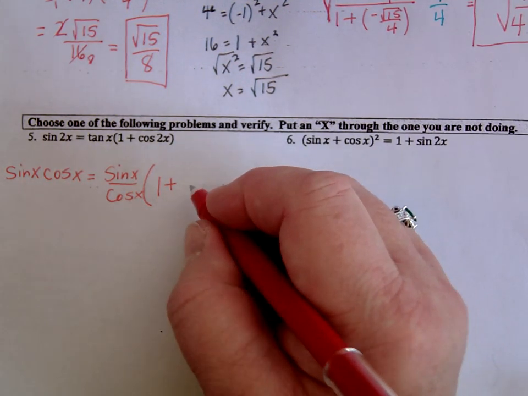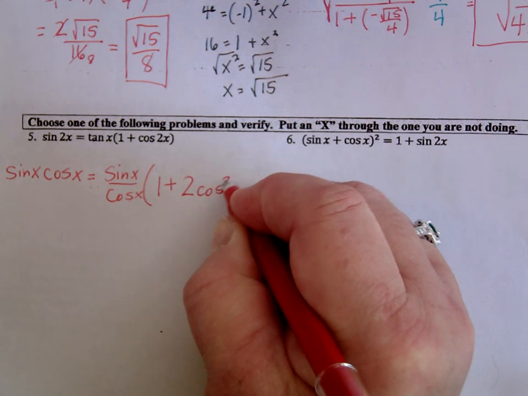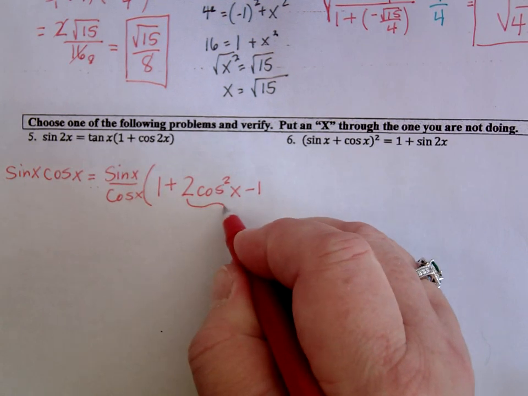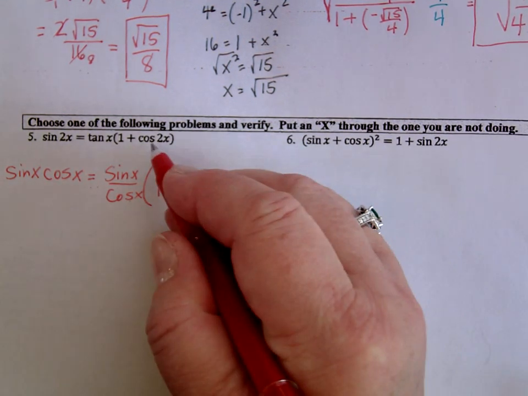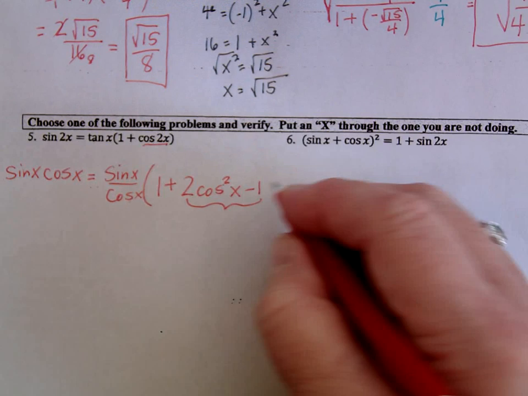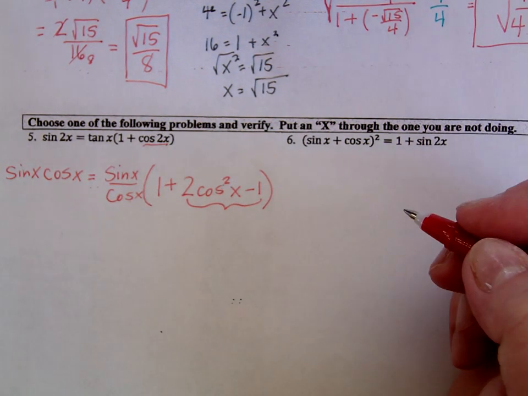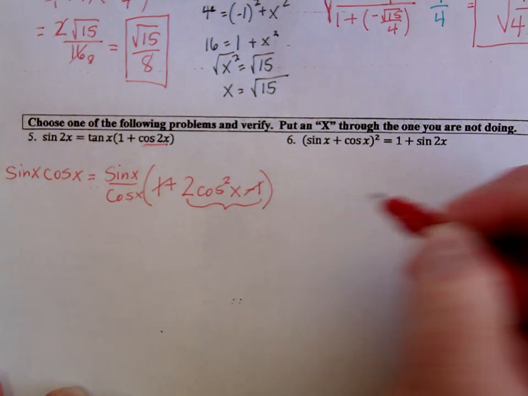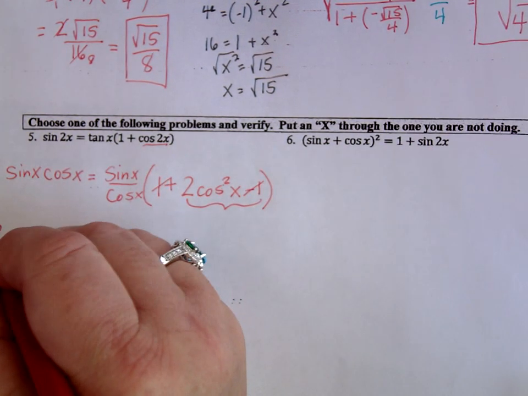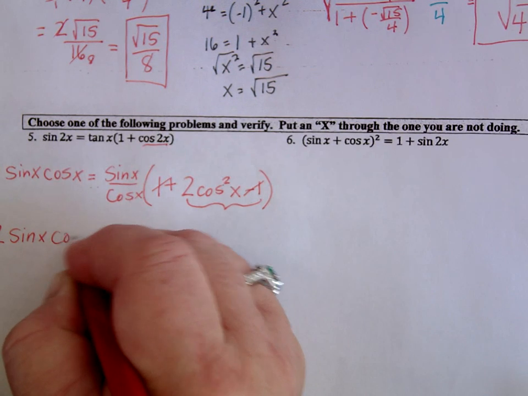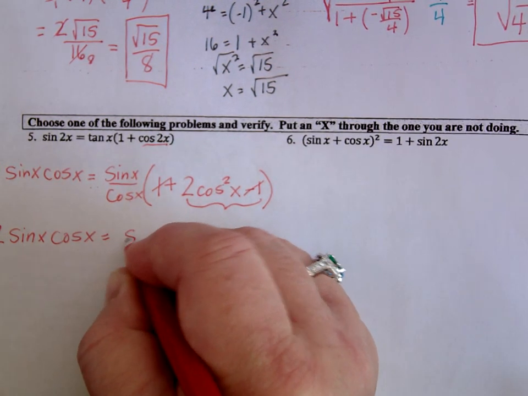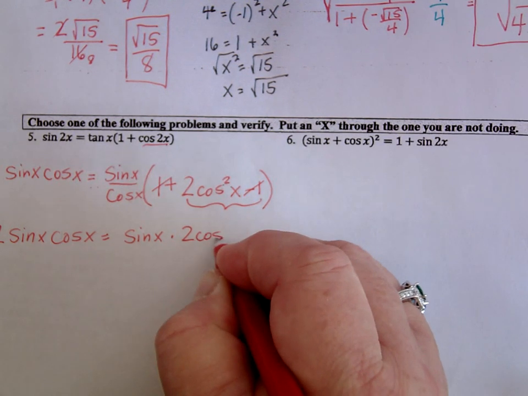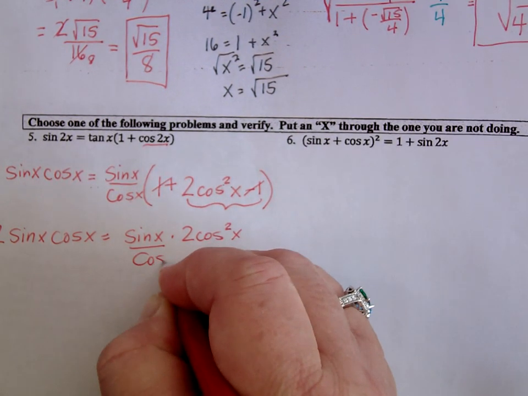It says 2 cosine squared x, or theta, whatever, minus 1. This piece here is what is equivalent to the cosine of 2x. And you'll see that, funny enough, look at that, the ones cancel out. And so here's where you're now at. You've got 2 sine of x, cosine of x on the left. You have a sine of x times a 2 cosine squared x, and then you've got this cosine of x on the bottom.